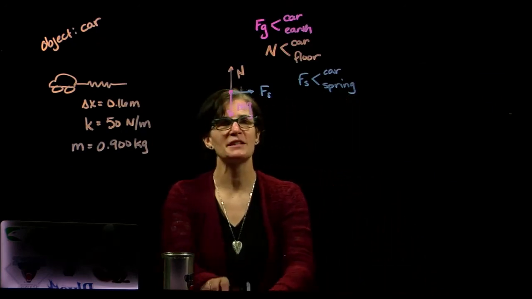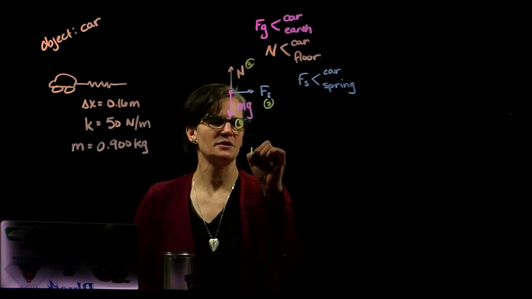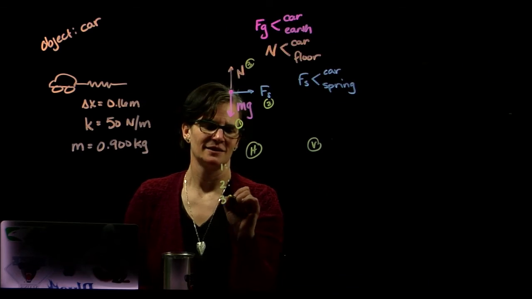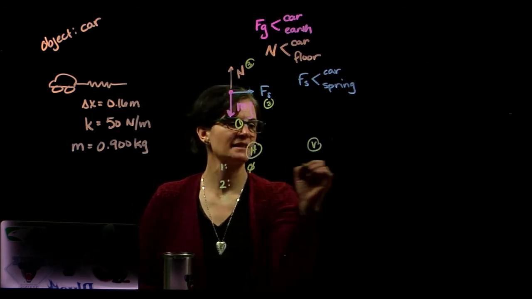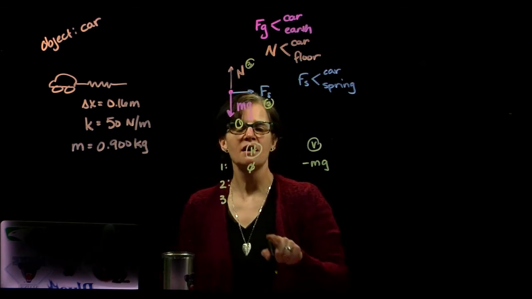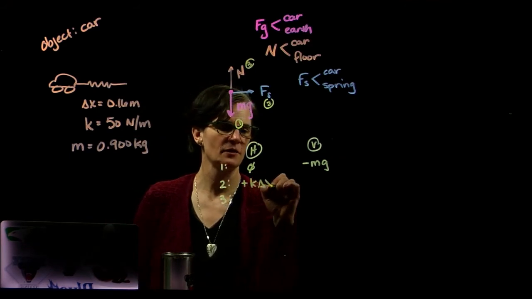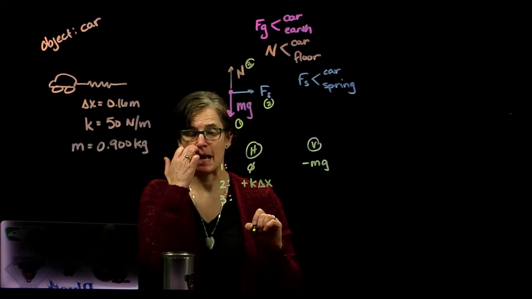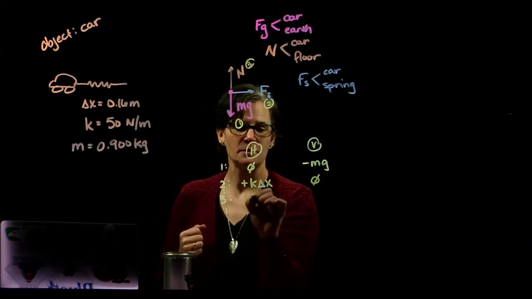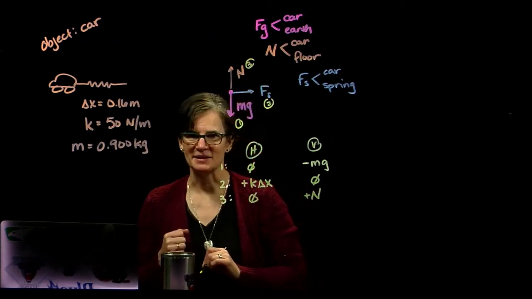Okay, so we're going to number these forces and then break them up into their horizontal and vertical components. Force number 1 is only acting vertically, and it's acting in the downward direction, so we're going to put that negative in there. Force number 2 is acting to the right, so it's positive, and we know that our force of the spring is k delta x, and it's not acting in the vertical direction. And force number 3 is only acting vertically, and it is indeed positive.